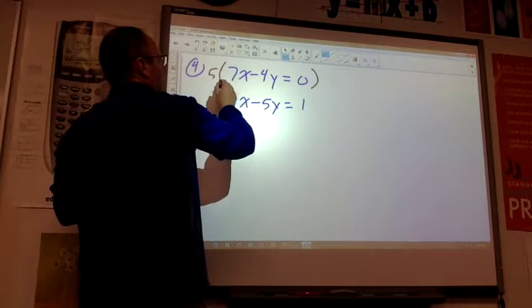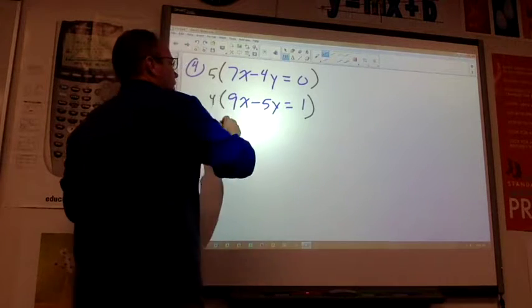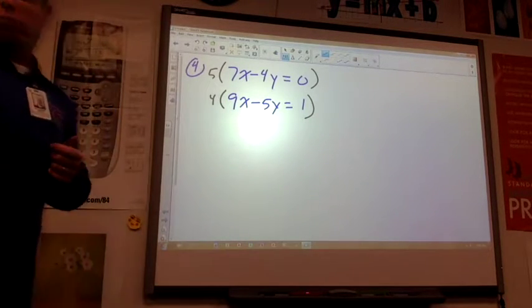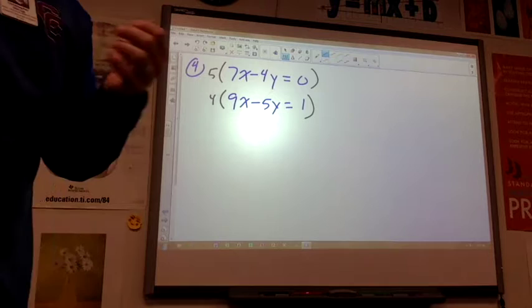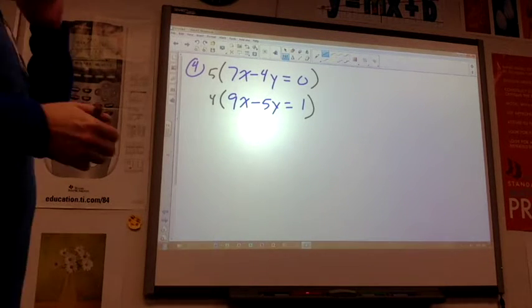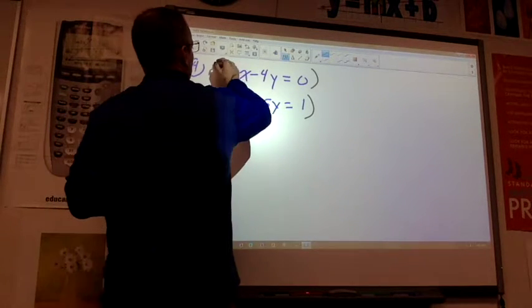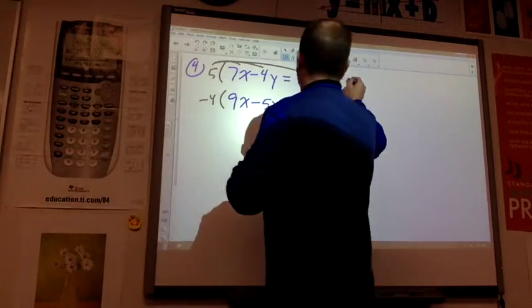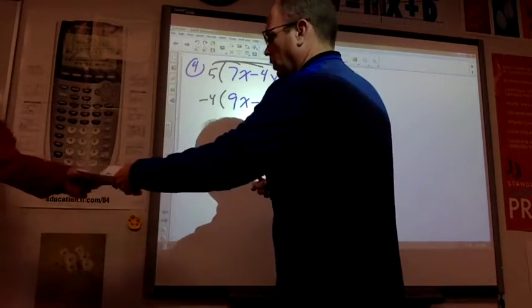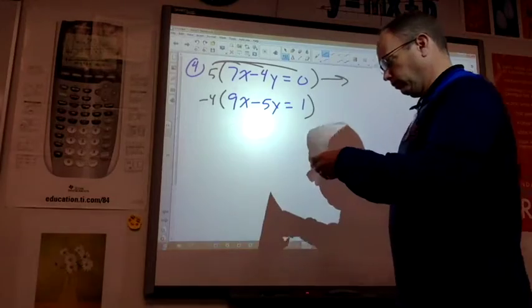So I'm going to multiply the top by 5, the bottom by 4. Now remember, I had to pick one to be negative. Would you like to be negative 5 or negative 4? It's your choice. Negative 4? Okay. So I'm going to distribute here, here, and here.